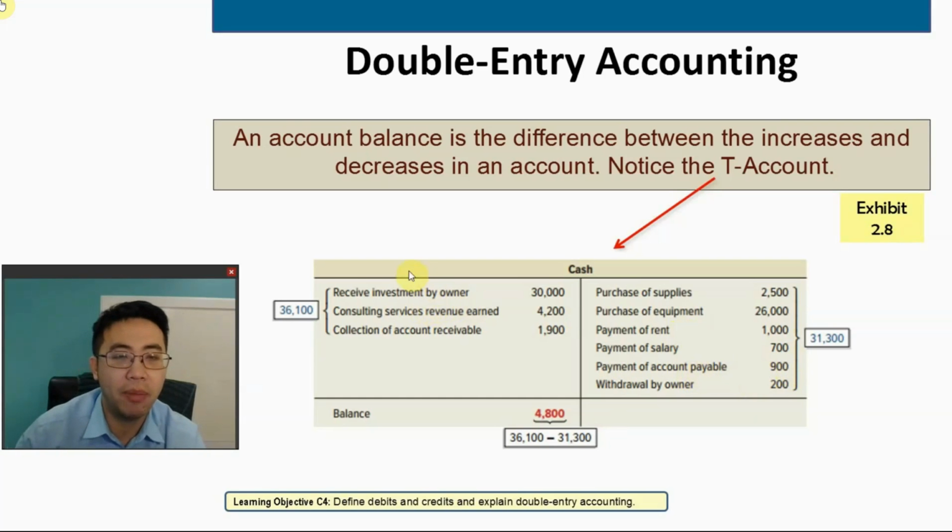If you combine both debits and credits, you will see a balance. The balance is on the debit side, because the total number here is 36,100. That is greater than the number on this side, 31,300. So the difference is 4,800. That's how much the debit side is greater than the credit side by. So this is 4,800.